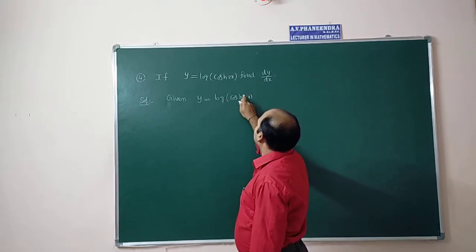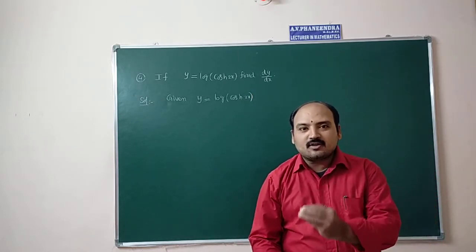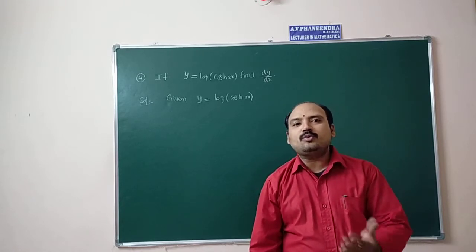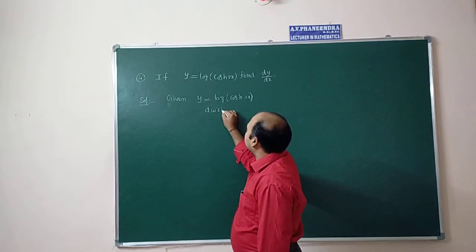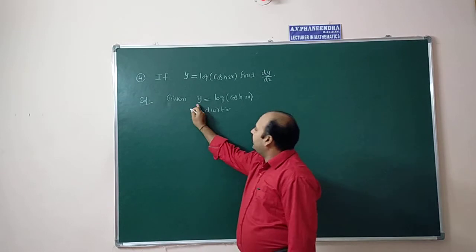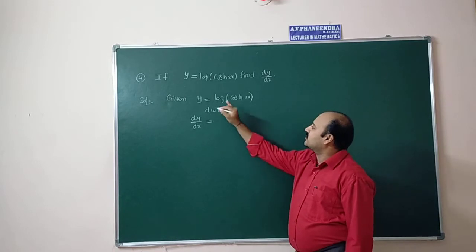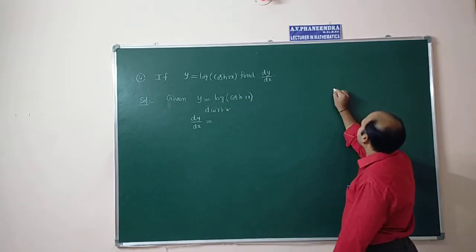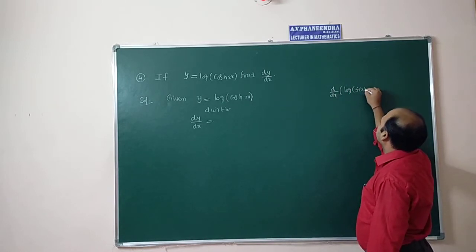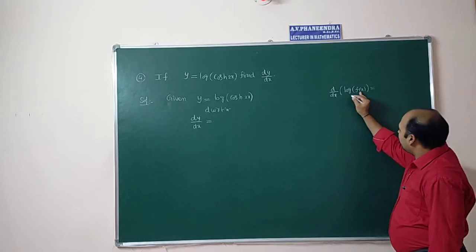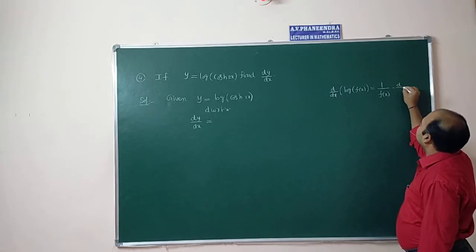Again, it is in the form of log f of x. Whenever we got d by dx of log f of x, 1 by f of x into f dash of x. So now, differentiate with respect to x. Y derivative is dy by dx, which is equal to d by dx of log of cos h to x, d by dx of log of f of x. D by dx of log f of x is 1 by f of x into d by dx of f of x.